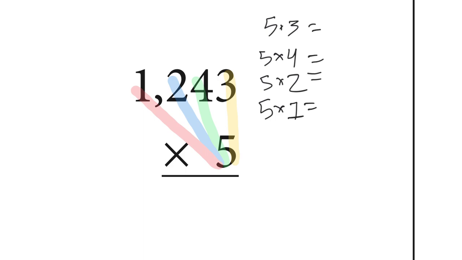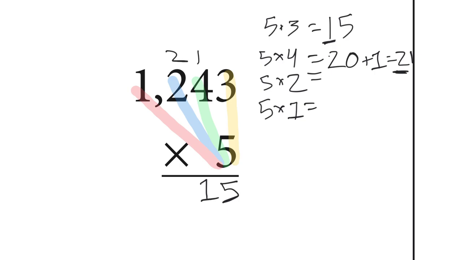Okay, step 1. 5 times 3. That's going to be 15. Make sure you carry this 1. Okay. Step 2. 5 times 4. Don't forget this one. 5 times 4 we said is 20. And if we add that 1, we have 21. Don't forget we need to carry this 2. So I'm going to put my 1 here and my 2 here. 21. Next step, 5 times 2.